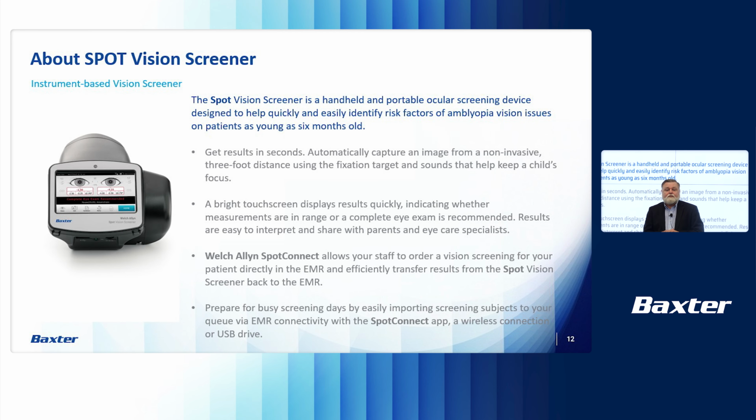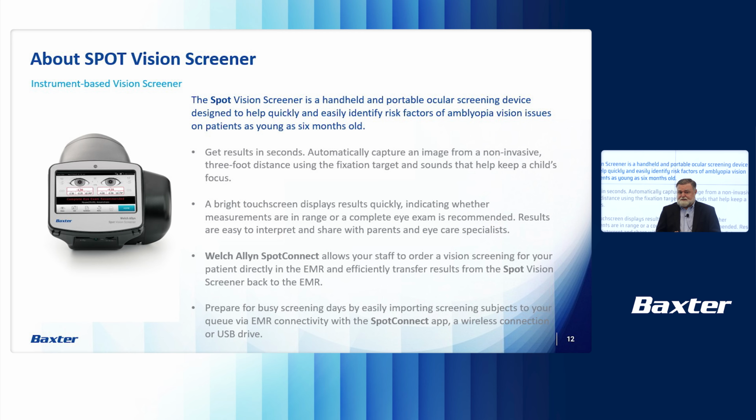On this slide, we have a product overview of the Spot Vision Screener. The camera is a handheld, portable device that's designed to help you quickly and easily detect risk factors for amblyopia and other vision issues in patients as young as 6 months old. It delivers results in seconds by capturing an image from a non-invasive 3-foot distance. The fixation target and engaging sounds help keep a child's attention, making the process smooth and stress-free.